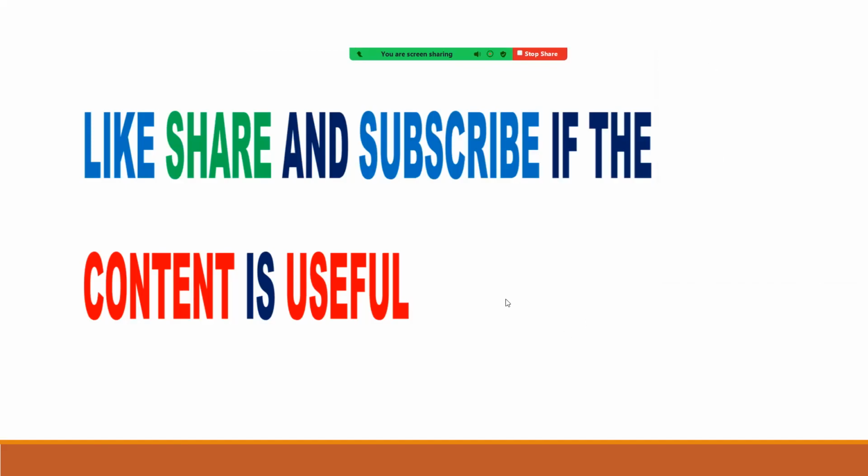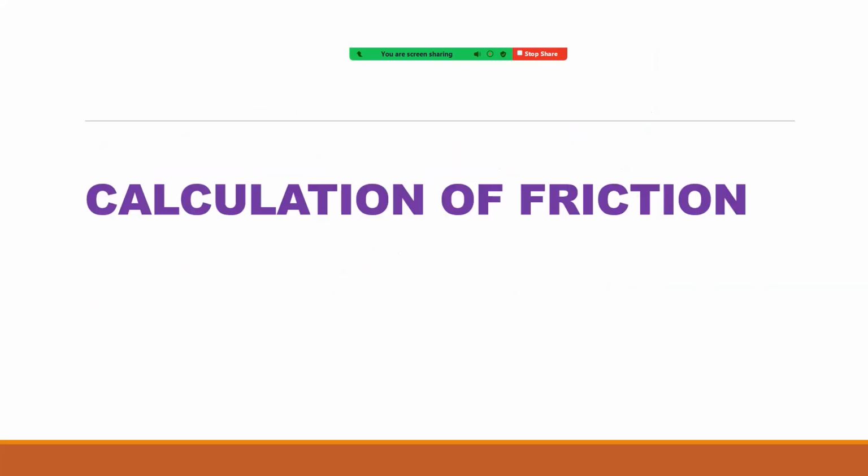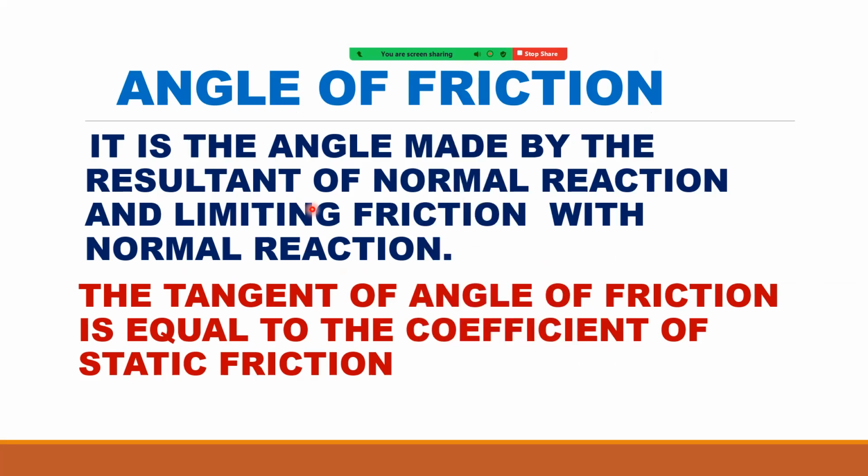Hi students, in this lecture I am going to discuss first the angle of friction, after that the calculation of friction. Let us see the first one. It is the angle made by the resultant of normal reaction and limiting friction with the normal reaction. The tangent of the angle of friction is equal to the coefficient of static friction.